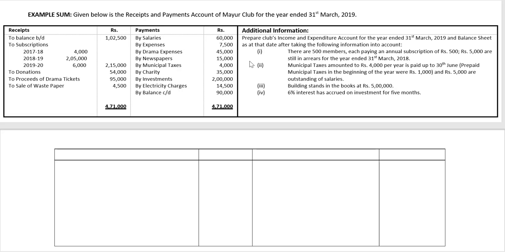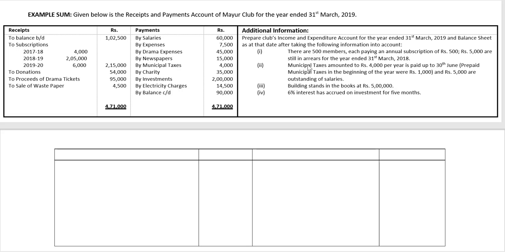To the left of the screen, the receipts and payments account is given. On the right, additional information. We are asked to prepare the club's income and expenditure account for the year ended 31st March 2019 and the balance sheet as at that date after taking the following information into account.